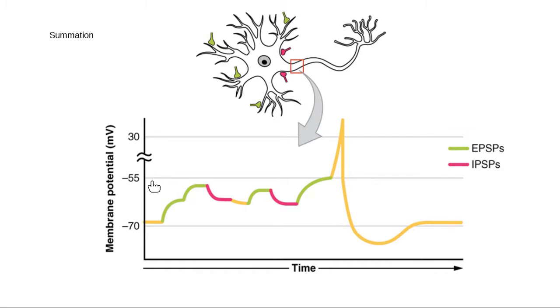So let's bump back. Now that we've looked at the way that summation looks on a graph, let's bump back and talk about the different kinds of summation that your neurons actually do.